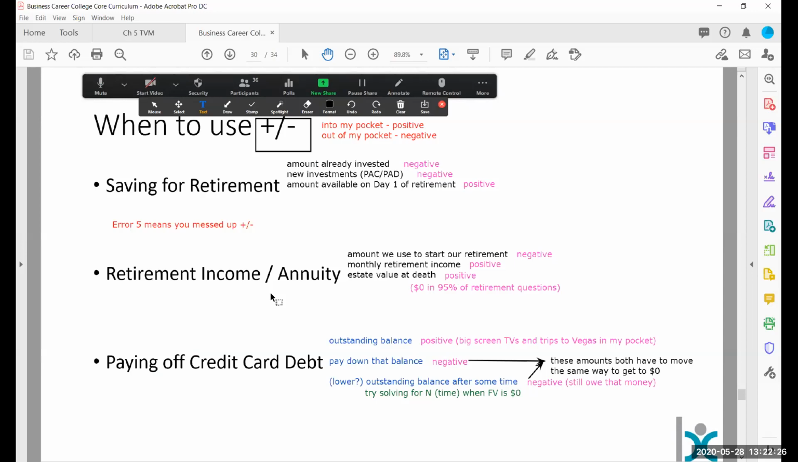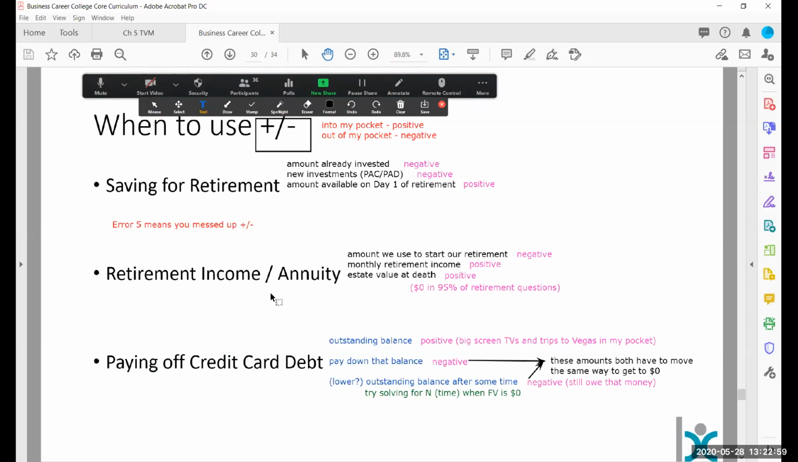Okay, so if I have a line of credit, for example, on which I owe $10,000, you with me here? And I'm paying, let's say, $300 a month for 2 years. Am I going to get that $10,000 line of credit paid off after 2 years? No. Okay. So can I use the future value to solve for what I still owe after 2 years?